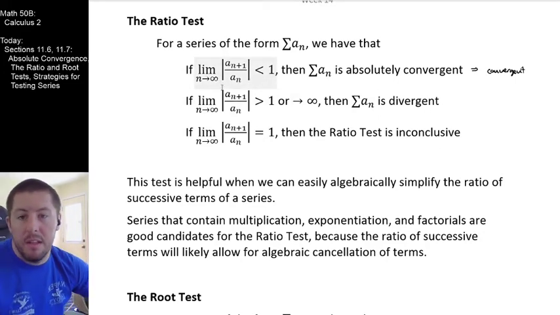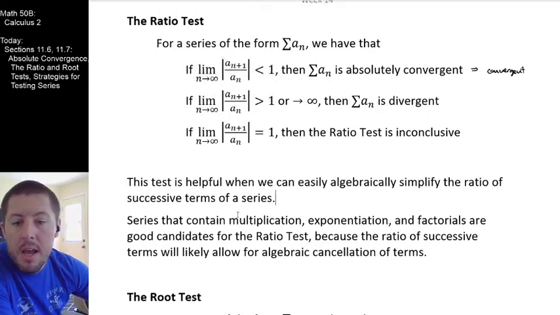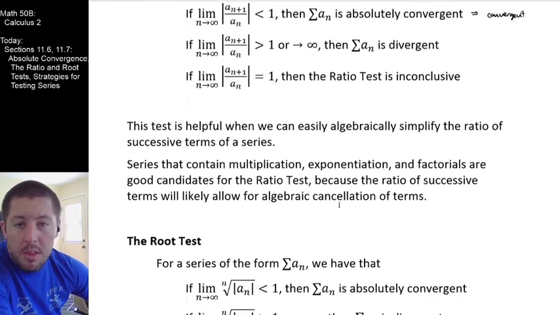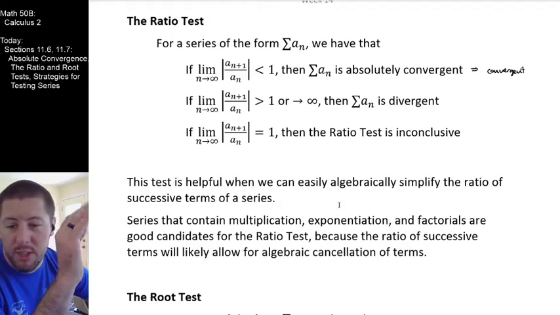I mean, if you can't evaluate the limit, then you can't use the ratio test, right? So anytime I see lots of multiplication, exponentiation, and factorials, that says to me the ratio test might be a good candidate right there.